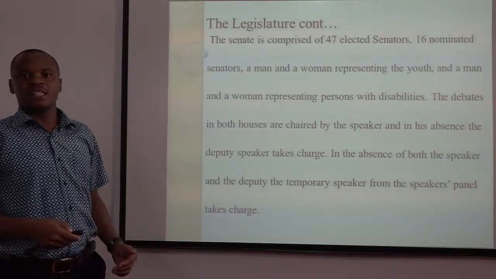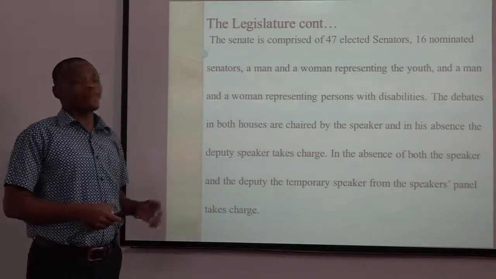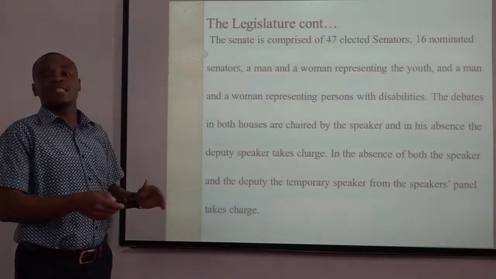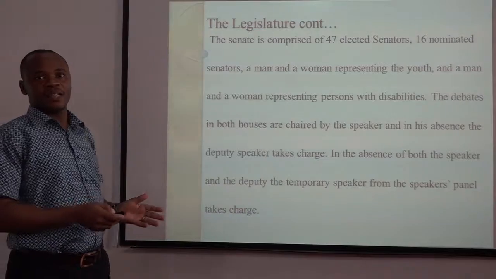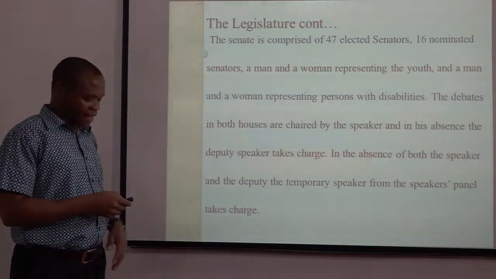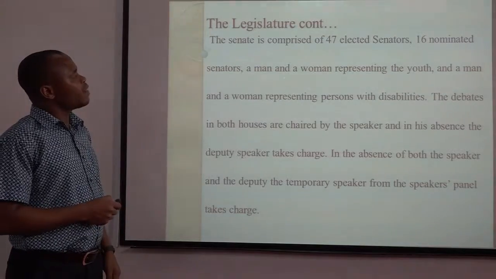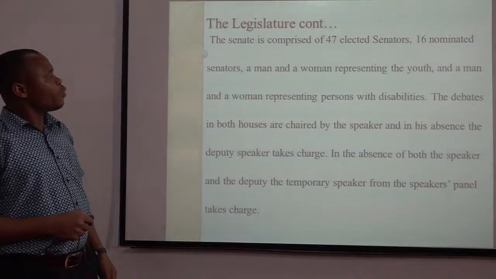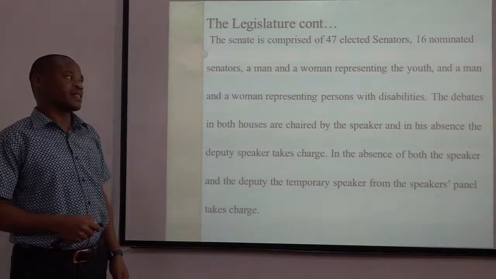The Senate is comprised of 47 elected senators. Actually, these 47 elected senators represent the 47 counties in Kenya. We have 16 nominated senators. We have a man and a woman representing the youth, and a man and a woman representing persons with disabilities.